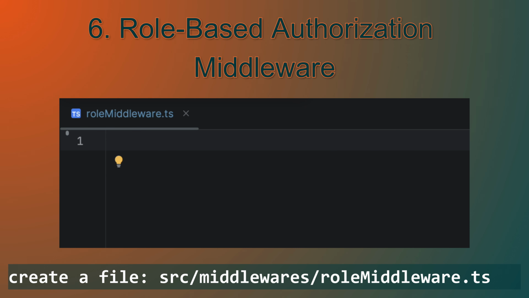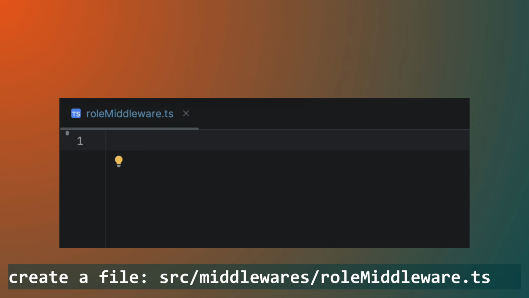To take it a step further, we'll add role-based access control middleware. This will allow us to protect certain routes, so we have more granular control over who can access certain routes based on the role they are assigned.